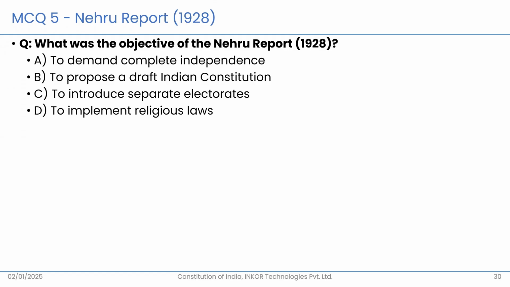Let's move on. What was the objective of the Nehru Report, 1928? A. To demand complete independence. B. To propose a draft Indian constitution. C. To introduce separate electorates. D. To implement religious laws. Think and choose your answer.